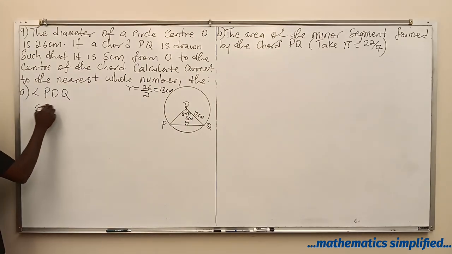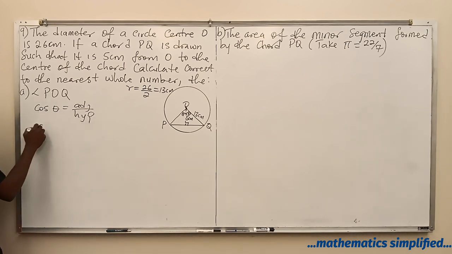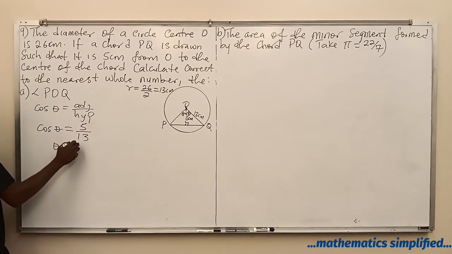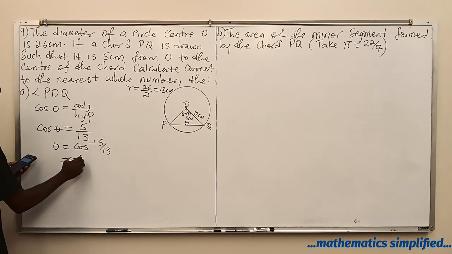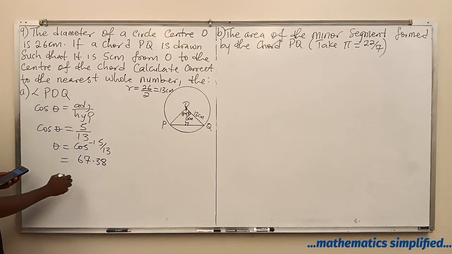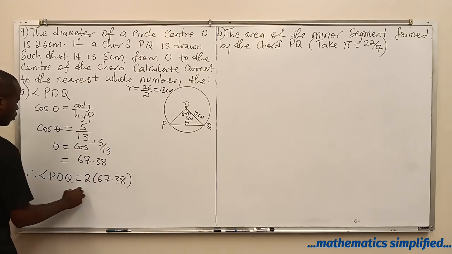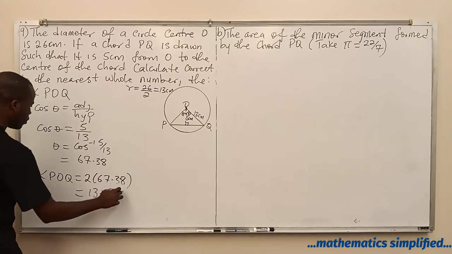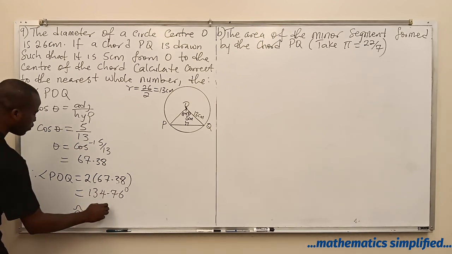So cos theta is adjacent over hypotenuse, we know. And so cos theta will be, adjacent is 5, hypotenuse is 13. So theta will be cos inverse of 5 over 13, which is 67.38. So therefore, angle POQ is twice 67.38, which is 134.76 degrees, approximately to the nearest whole number, 135 degrees.